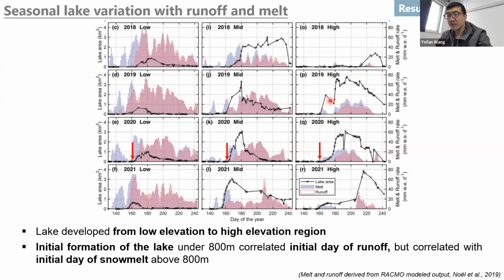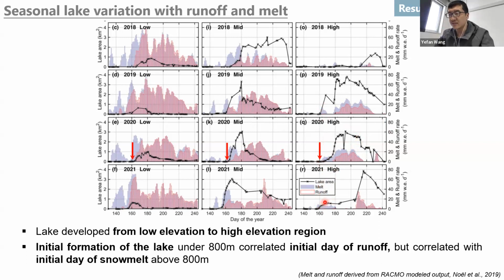And the initial formation of the lake under 800 meters sometimes correlated with the initial day of the runoff. We can see this red polygon is the runoff. When the runoff starts, this lake starts to be observed. But on the high elevation regions, it's not. It correlates more with the day of the snow melt. These purple patches are melt, and it starts with the melt in the high elevation regions.